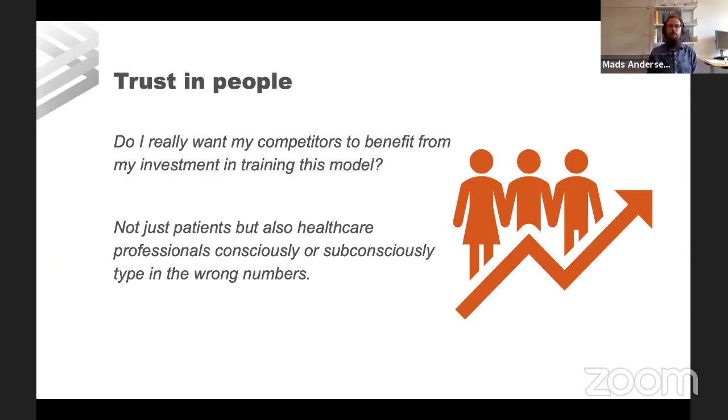So related to what I said before, do I really want my competitors to benefit from my investment in training this model, or do I want to get the benefit of them reacting on the output, which I have corrupted by corrupting my input, and then not reacting to it myself? You have to trust that the other participants don't do something like that. And then again, there are also people who subconsciously type in wrong numbers, they don't really think about it. They make mistakes. You have to trust that they don't do this.